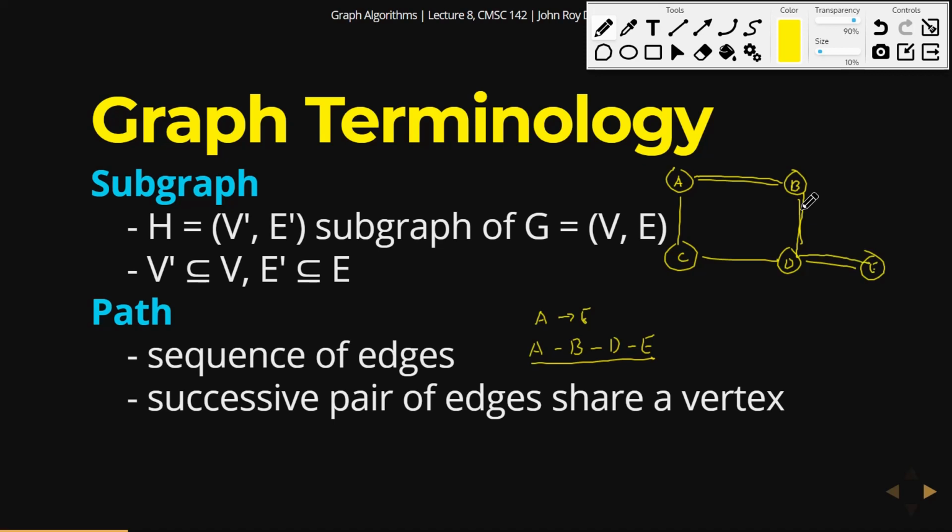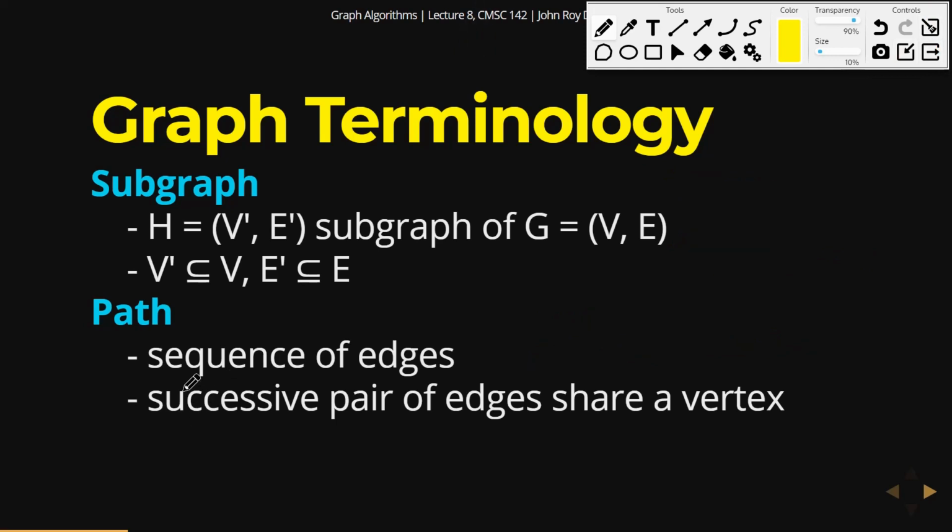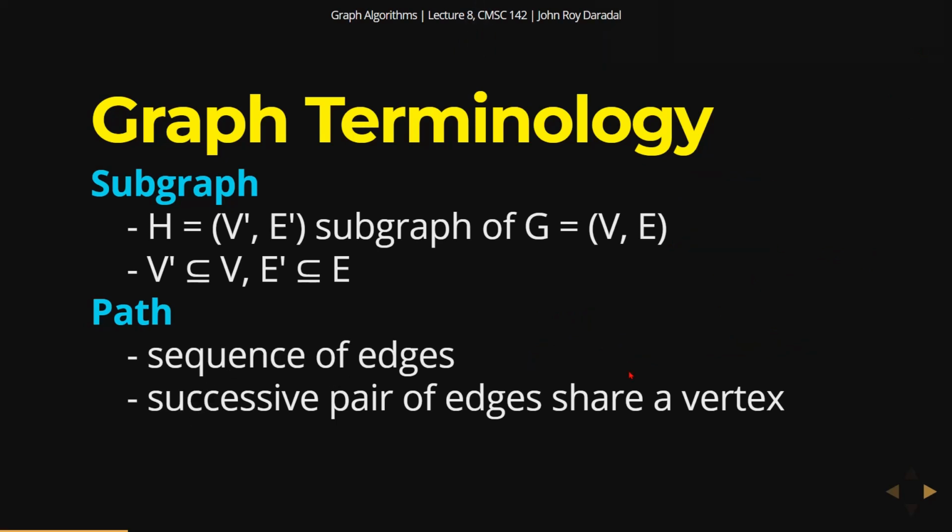Or another path would have been A, C, D, E, right? If you chose the bottom path, A, C, and then D, E. So this is also another path from A to E. So that is a path. Okay? So you'll notice that the successive pair of edges share the vertex. So you cannot jump from one vertex to another in a path if there are no edges between them.